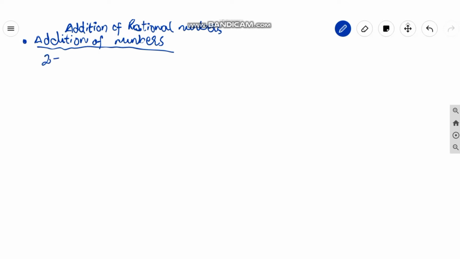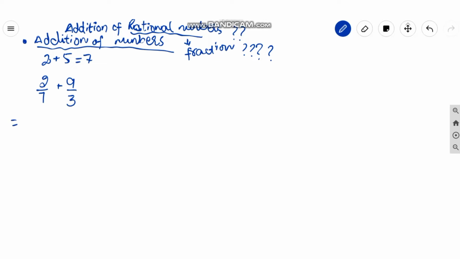For example, whenever you have to add 2 with 5, you can easily add and it will become 7. But what happens if there are some rational numbers, for example in the form of fraction? Can you add them easily? So let's try it. If we have two rational numbers in the form of fraction, like 2 by 7 plus 9 by 3, and you have to add them.